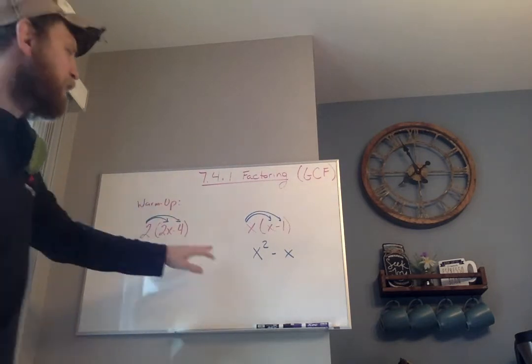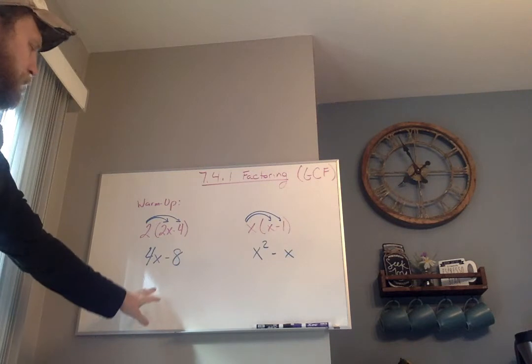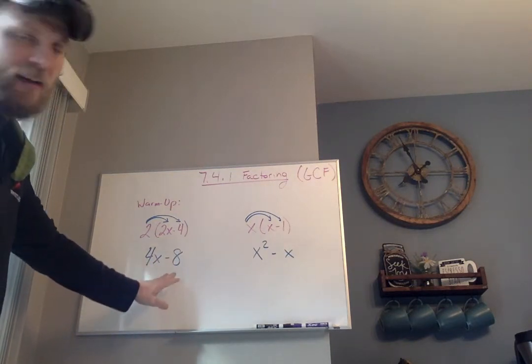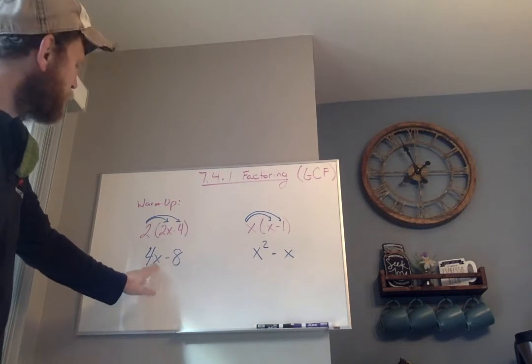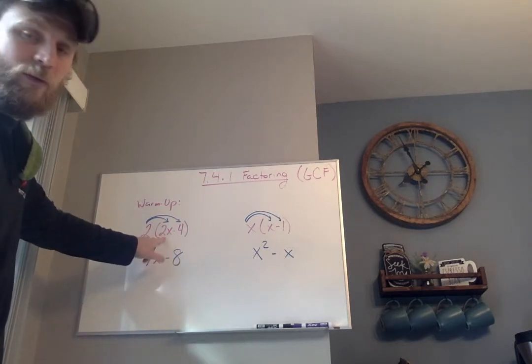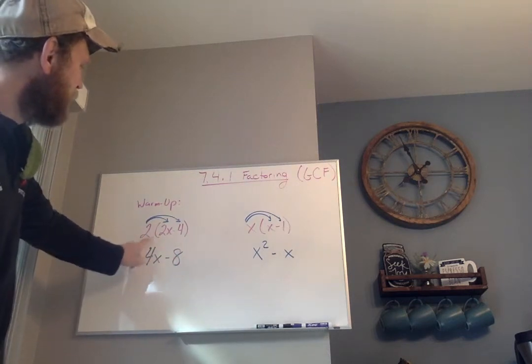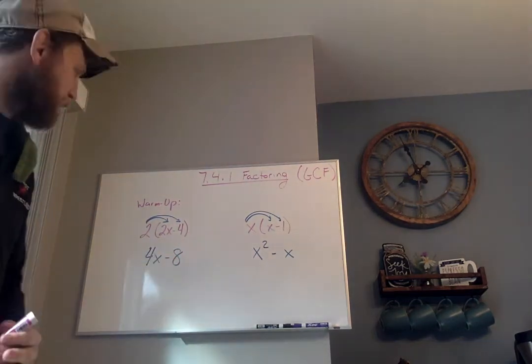Now, how do I do that? Well, over here, if I find a number that goes into 4 and 8, in this case it would be 2, I would do 4 divided by 2 is 2, and 8 divided by 2 is 4. So the 2 would come outside, and 2x minus 4 would be left on the inside.